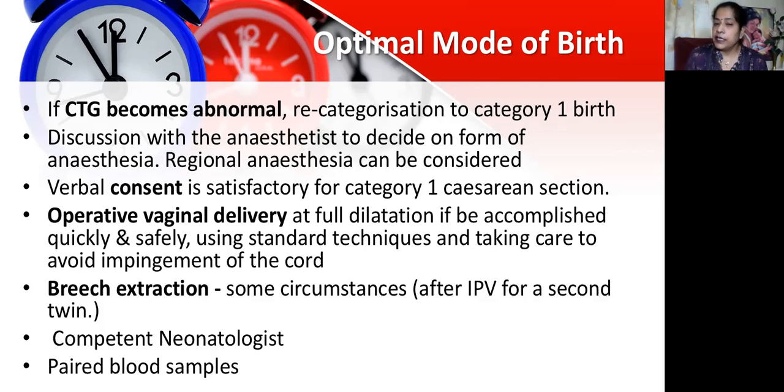Operative vaginal delivery at full dilatation can be accomplished quickly and safely using standard techniques, taking care to avoid impingement on the cord. So, if it can be done at full dilatation and there is no trauma or handling of the cord, then it would be easier. Breech extraction can be done in some circumstances after internal podalic version for the second of twins. In all such cases, we need a competent neonatologist, and paired cord blood samples are essential.